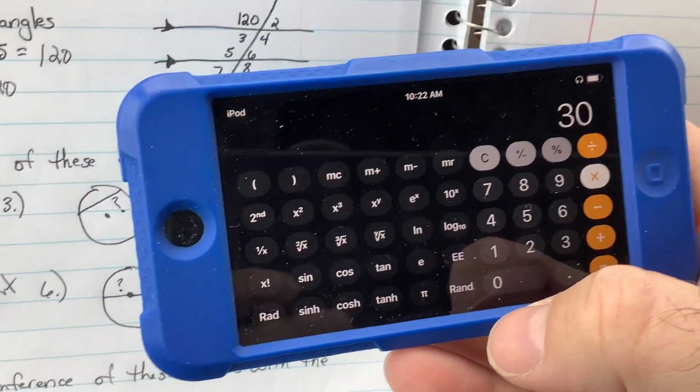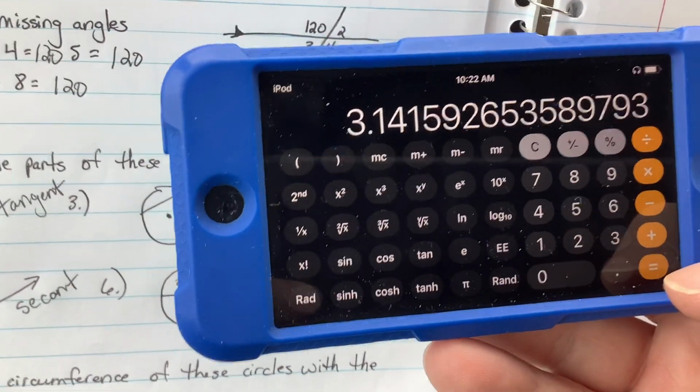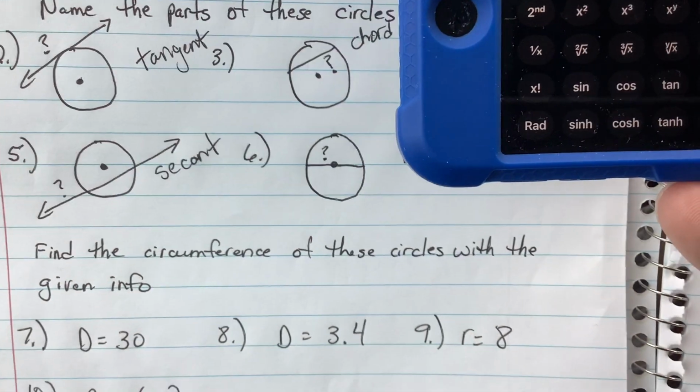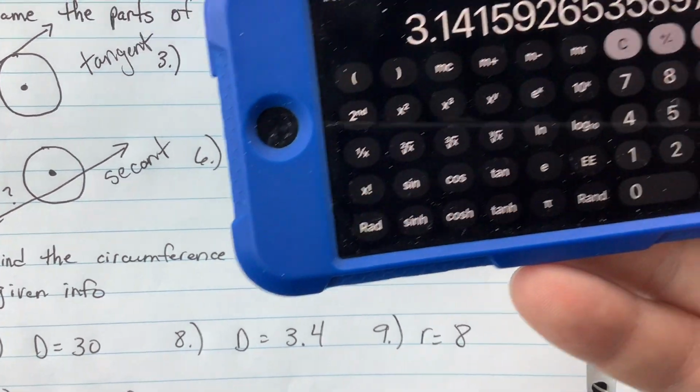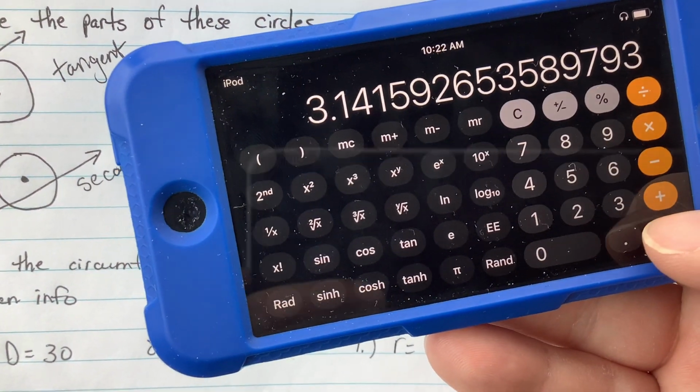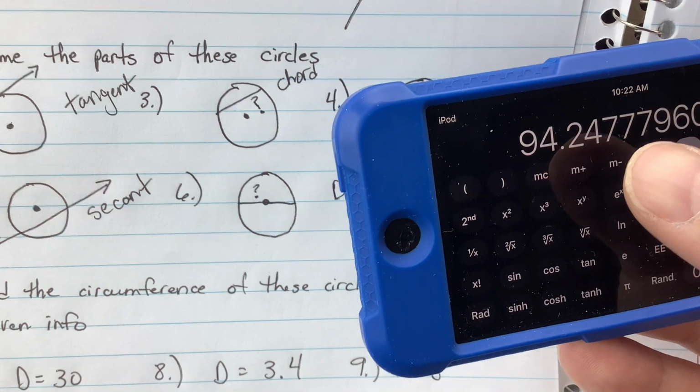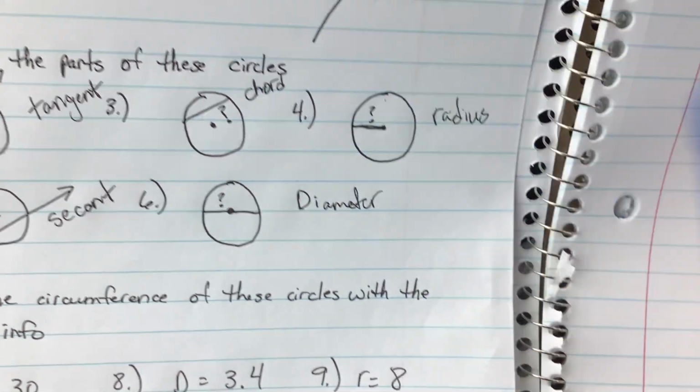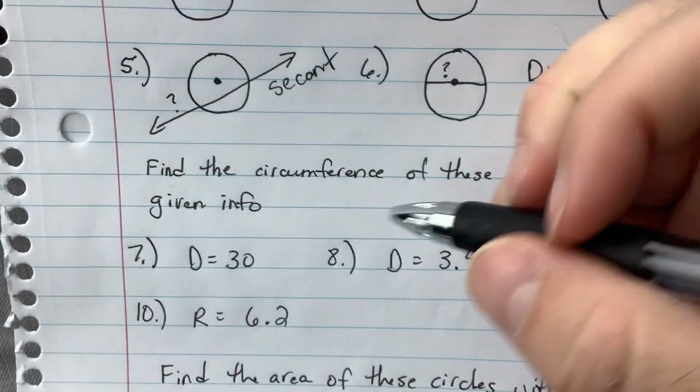Now I should have put, round to the nearest hundredth. I didn't. I will on the test. We usually round these to the nearest hundredth. So if you didn't do that, that's fine. But it's going to be 94.25. Okay, so 94.25.